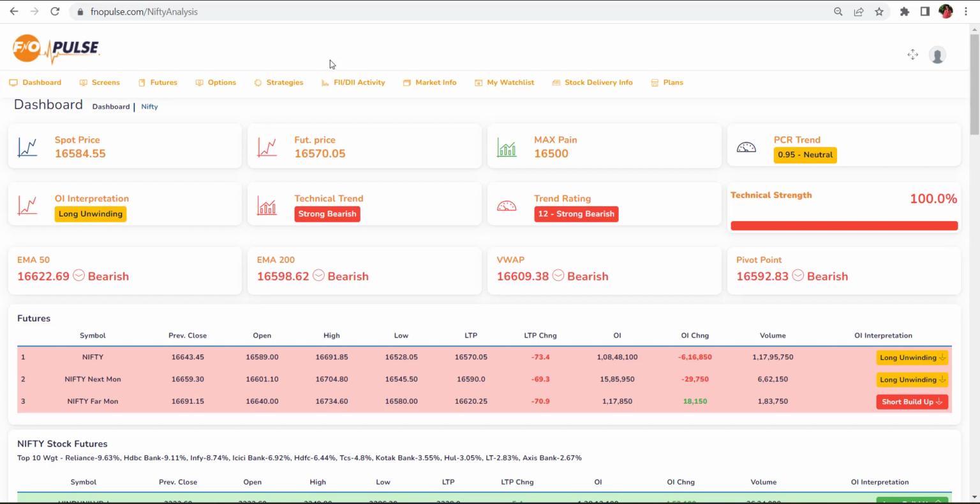OI interpretation. It is all about the OI change happening. It will be long unwinding, short covering, long build-up, like that, depending on the market ups and downs. It keeps changing.